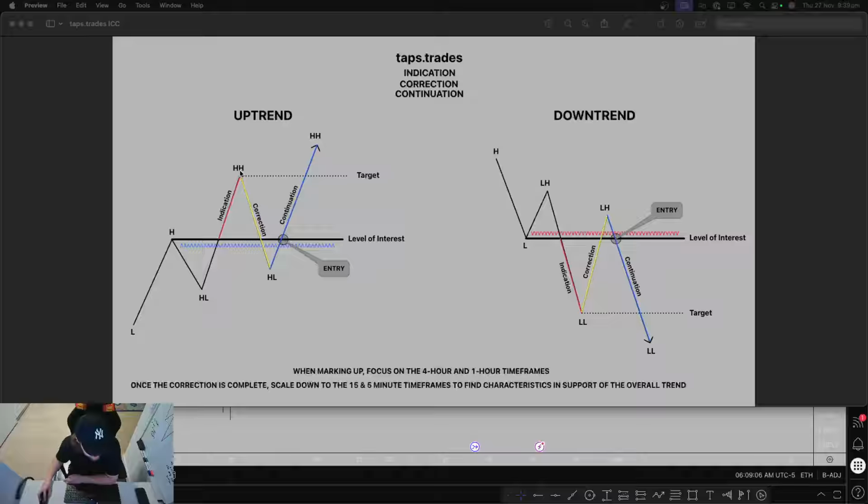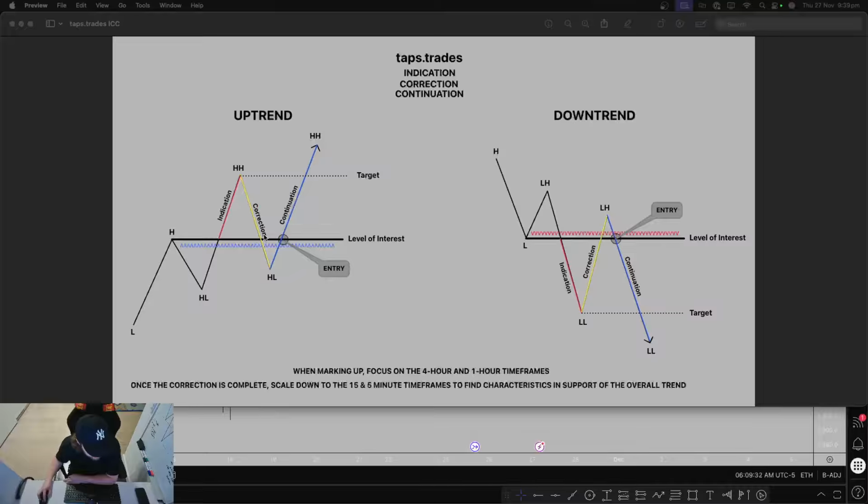Second phase is the correction phase. That's when price breaks below the level of interest and below that high. It doesn't break the previous higher low, and it creates another higher low. So at this point in time, again, guys, we're focusing on the 4-hour and the 1-hour time frame. So we've seen this formation on that higher time frame, the 4-hour and the 1-hour.